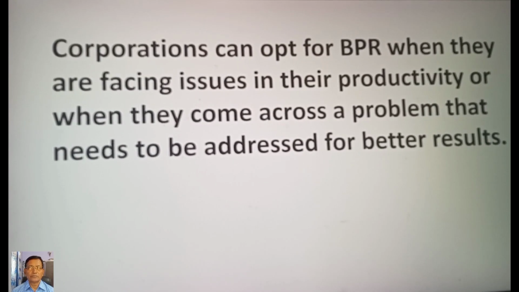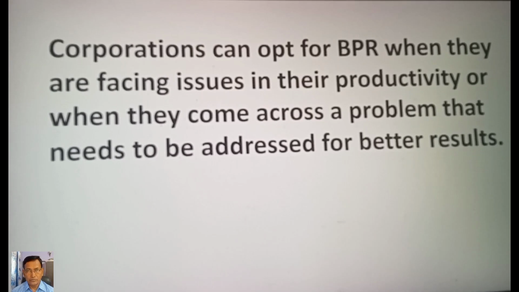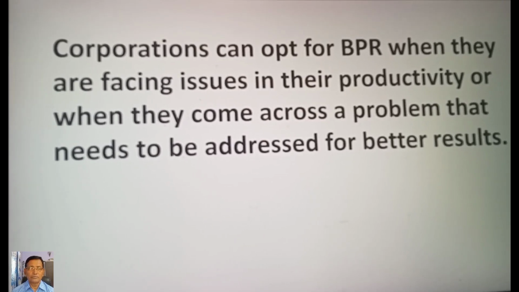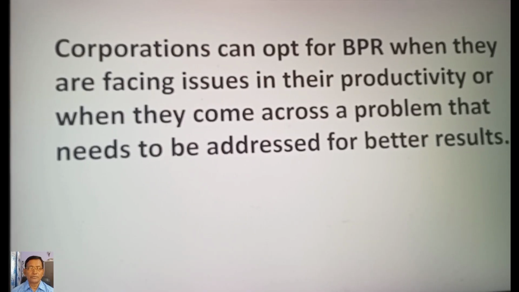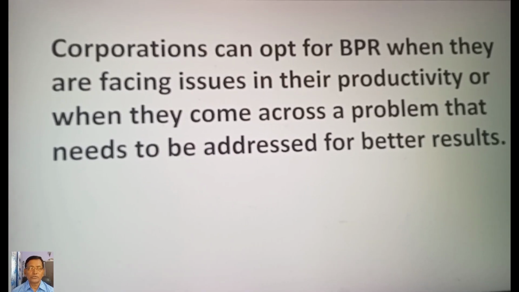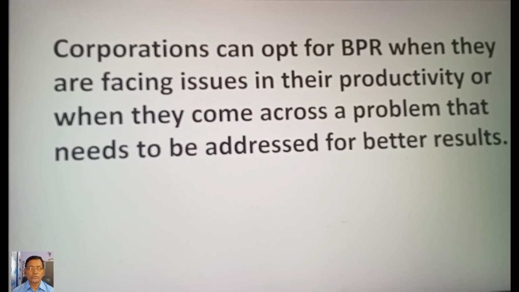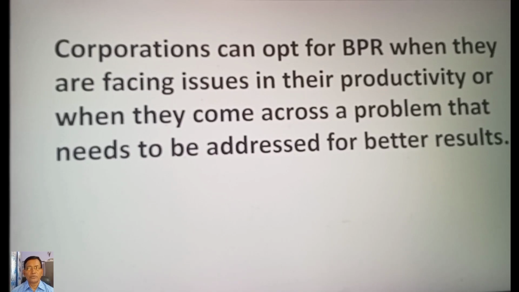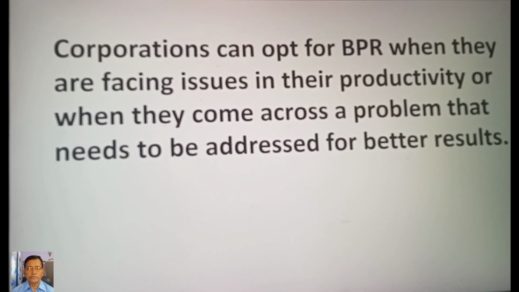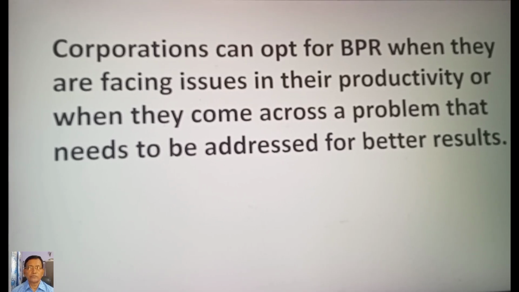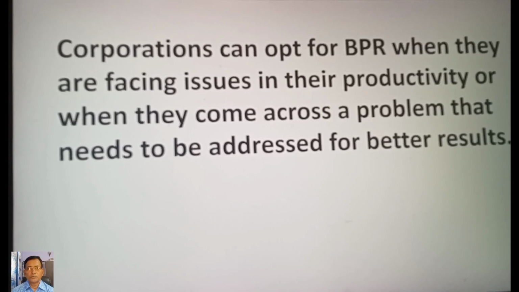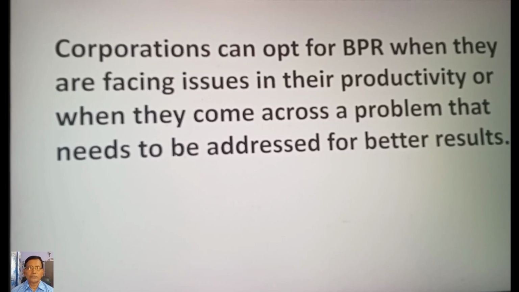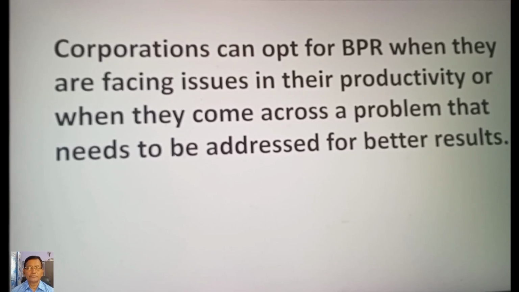Corporations can opt for BPR when they are facing issues in their productivity or when they come across a problem that needs to be addressed for better results. There are many businesses and global companies that have implemented the concept of BPR and detect the problems in their system and rectify them to ensure that the changes have a positive impact on operations.